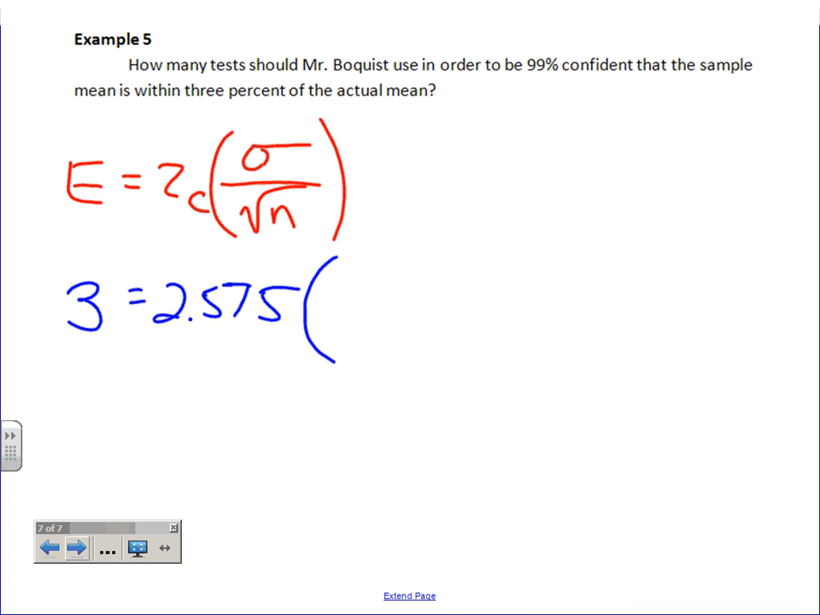Anything else? Nope, not for this one. This is back to mine. 12.58. This one's back to mine, right? Not back to the last example. This is back to mine. And I don't know n, right? But at least everything else is filled in. So then how would one even start this process? Yeah, get the 2.575 out of there, right?